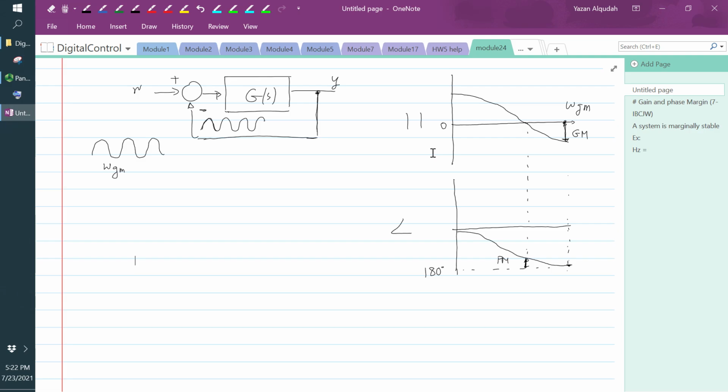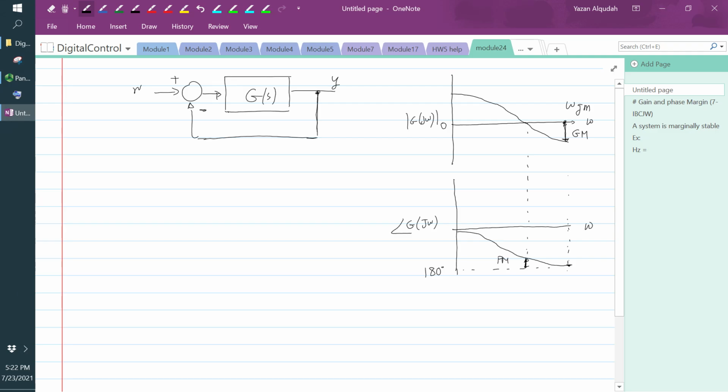So let's say here we have a system G of S, and we have a unity feedback. We have the output that is fed back to the input, and we took G of S. We plotted the Bode plots of the magnitude of G of S, and we plotted the phase of G of S. So this is omega, the magnitude of G of j omega, and the phase of G of j omega. So I got a plot of the magnitude as omega changes, a plot of the phase as omega changes of the open loop transfer function.